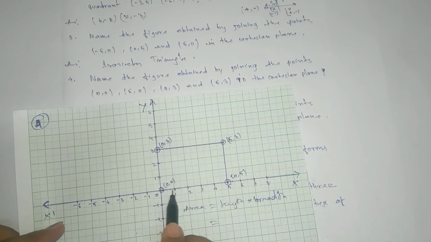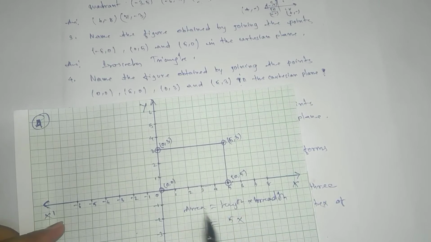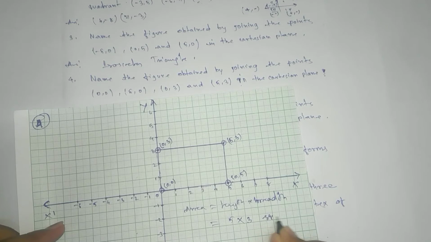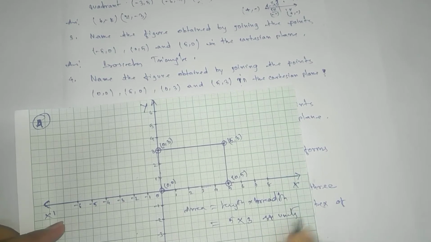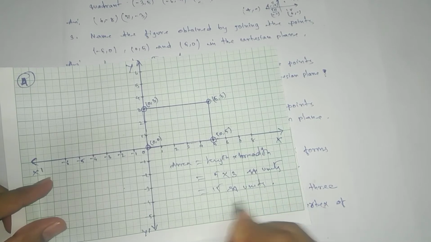Find it. How many units are there? 1, 2, 3, 4, 5. 5 units. So you write here 5. And here 1, 2, 3. So we'll write here 3. And here we'll mention square units. So your answer is 15 square units. This will be your answer.